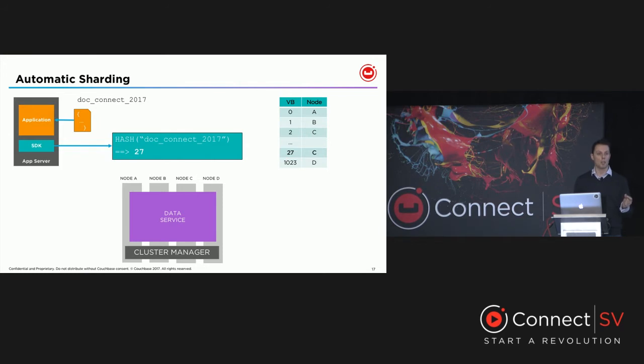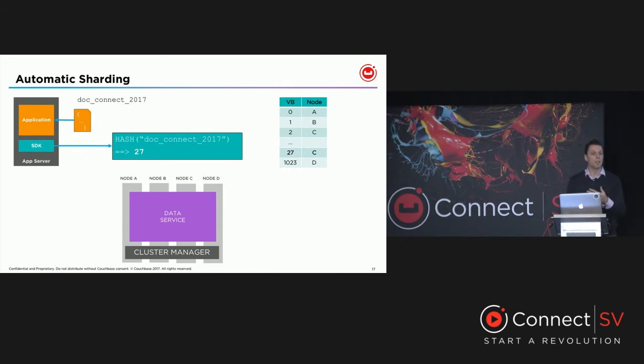So when your application tries to write a document, what we do is the SDK runs a very simple hash function on the key of that document. It's a very predictable CRC32 hash that comes up with one of those shard numbers, one of those partition numbers between 1 and 1,024. And so in this example, the key Connect 2017 maps to vBucket 27.